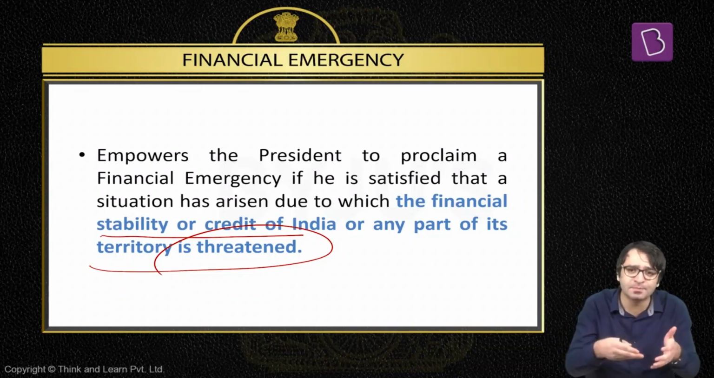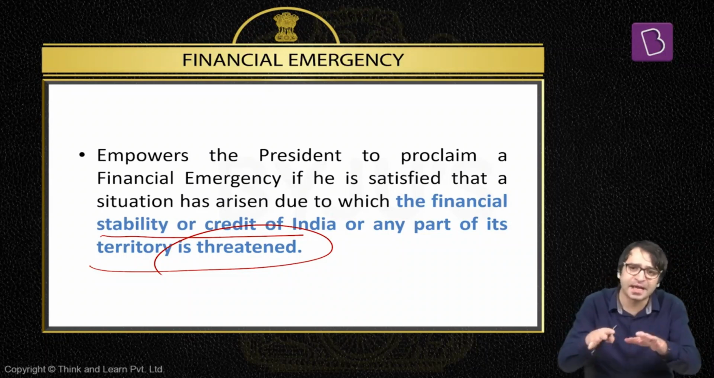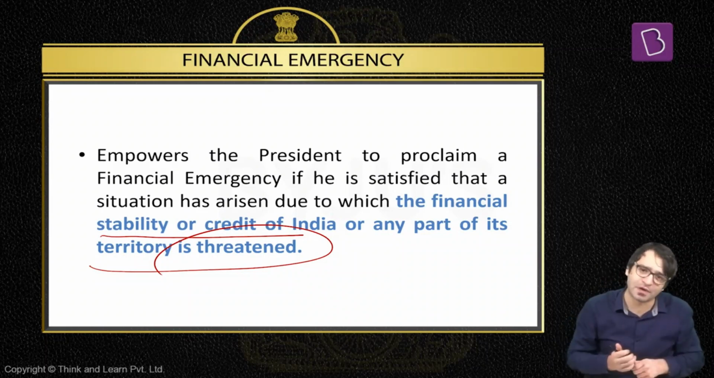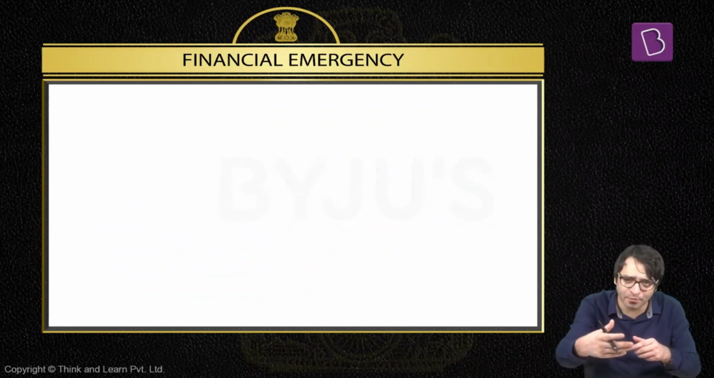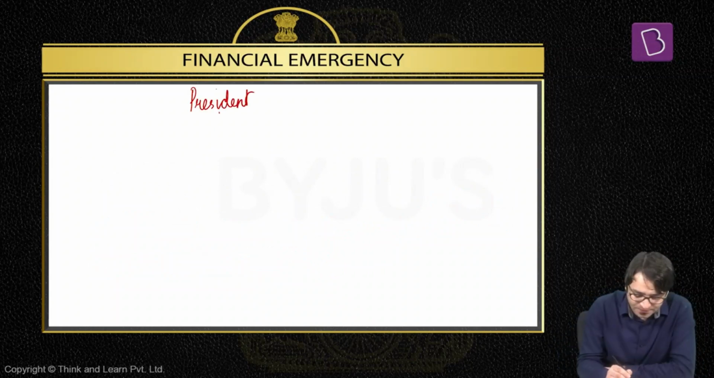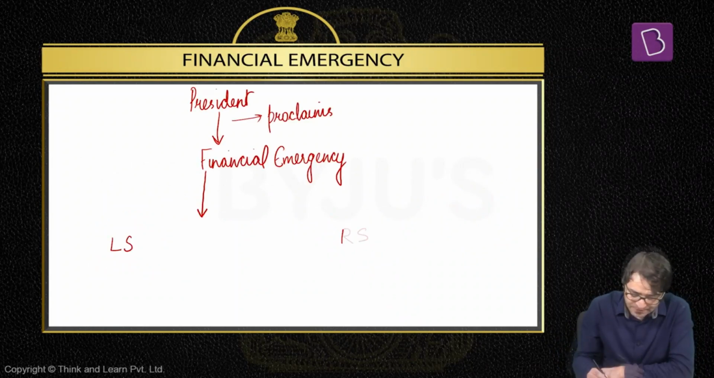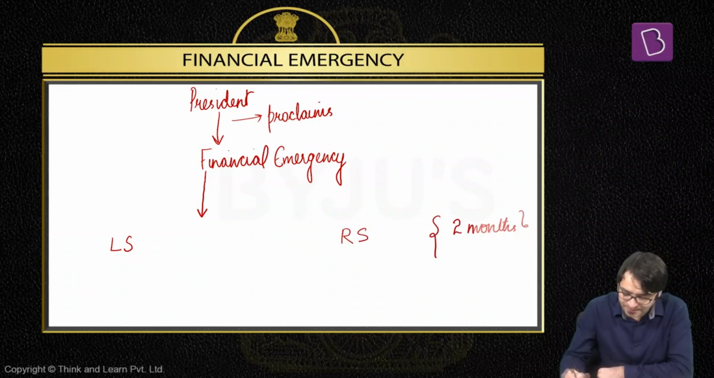It is needless to say that the president proclaims financial emergency only on the advice of the Council of Ministers headed by the Prime Minister, which is basically on the advice of the cabinet. But now let's look at the duration of financial emergency, how it can be imposed and how it can be revoked. If the president is satisfied, the president will proclaim financial emergency. This has to be approved by both houses of parliament, Lok Sabha as well as Rajya Sabha, within 2 months, and that too by simple majority.